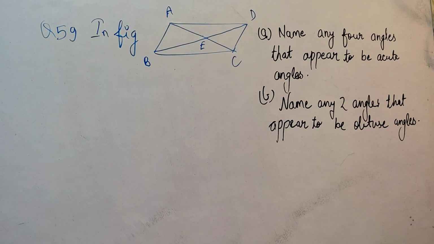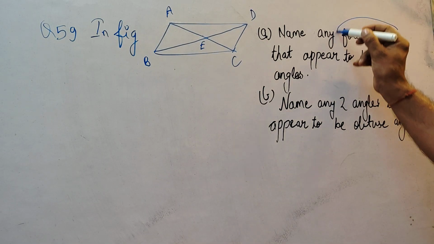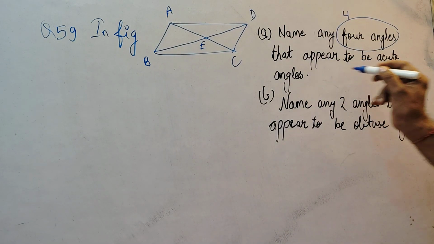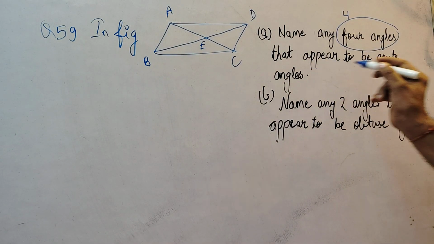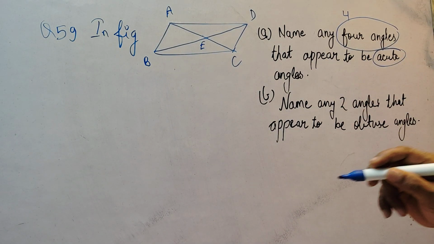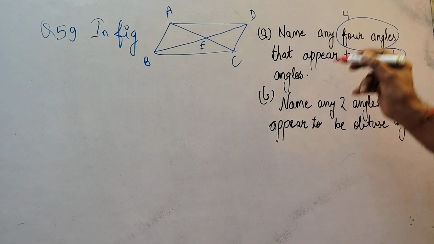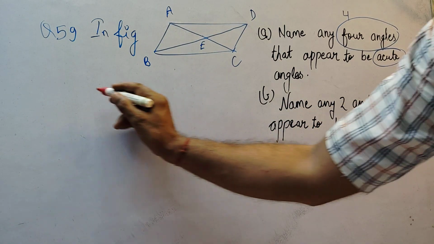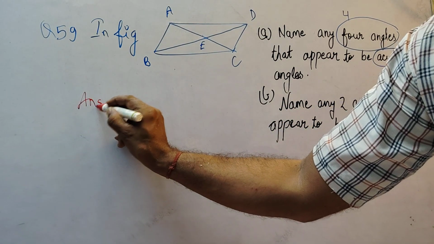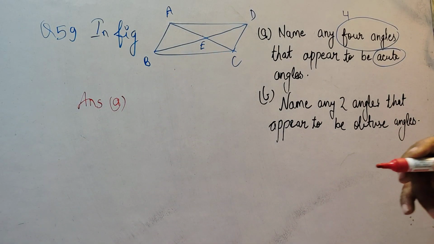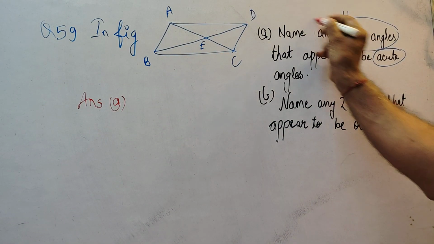So the question here is: name any four angles. We have to write four names that appear to be acute angles. Acute angles means less than 90-degree angle. So part A of the answer is four acute angles in this diagram, because the question says name any four.